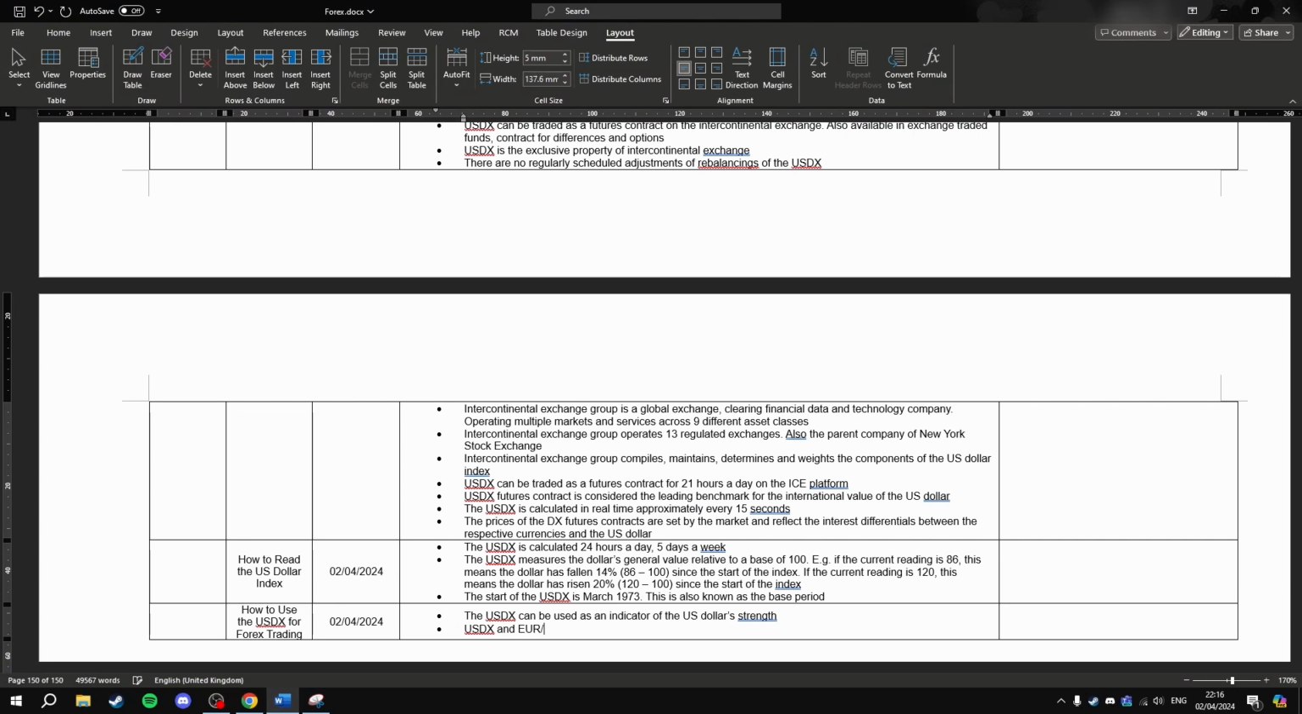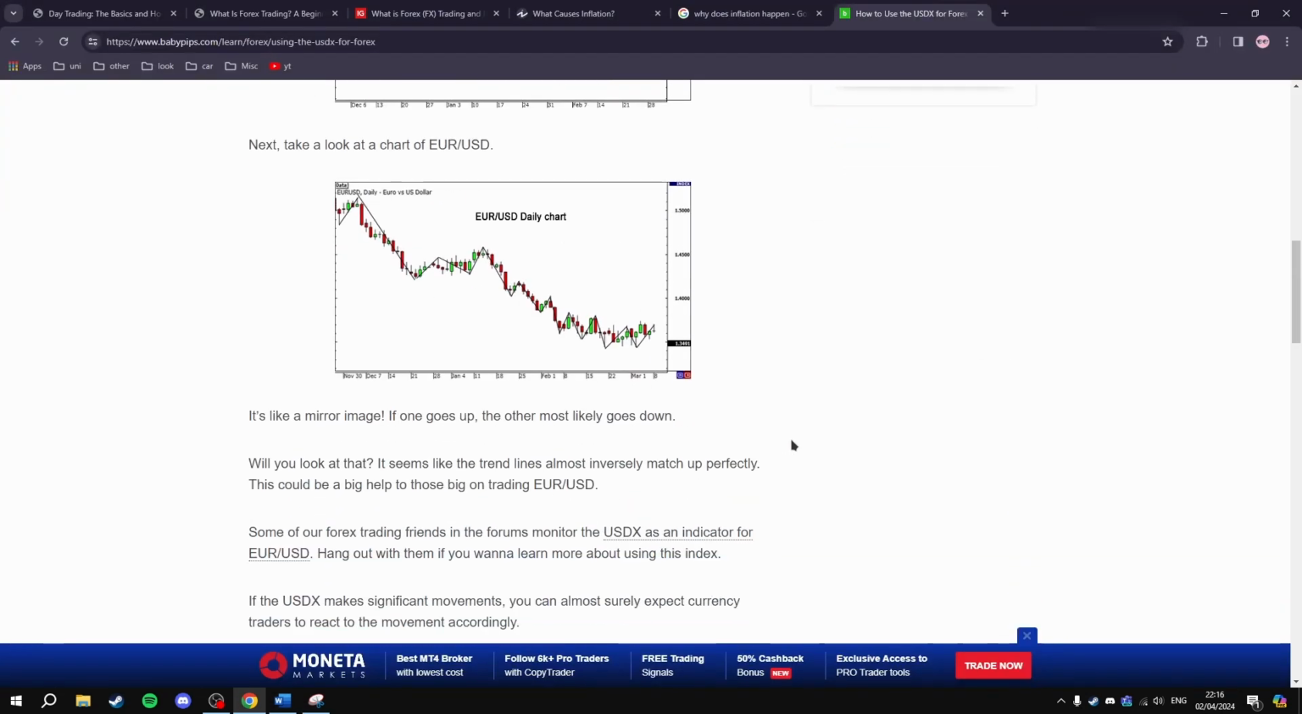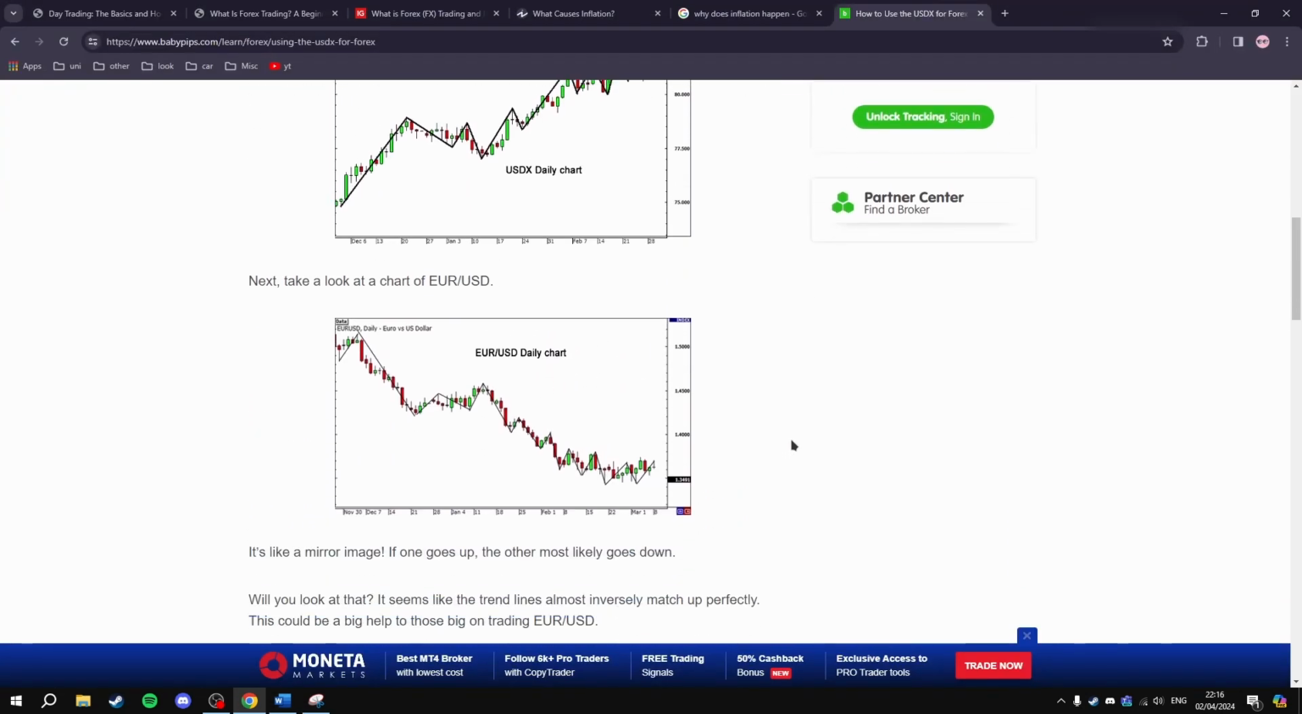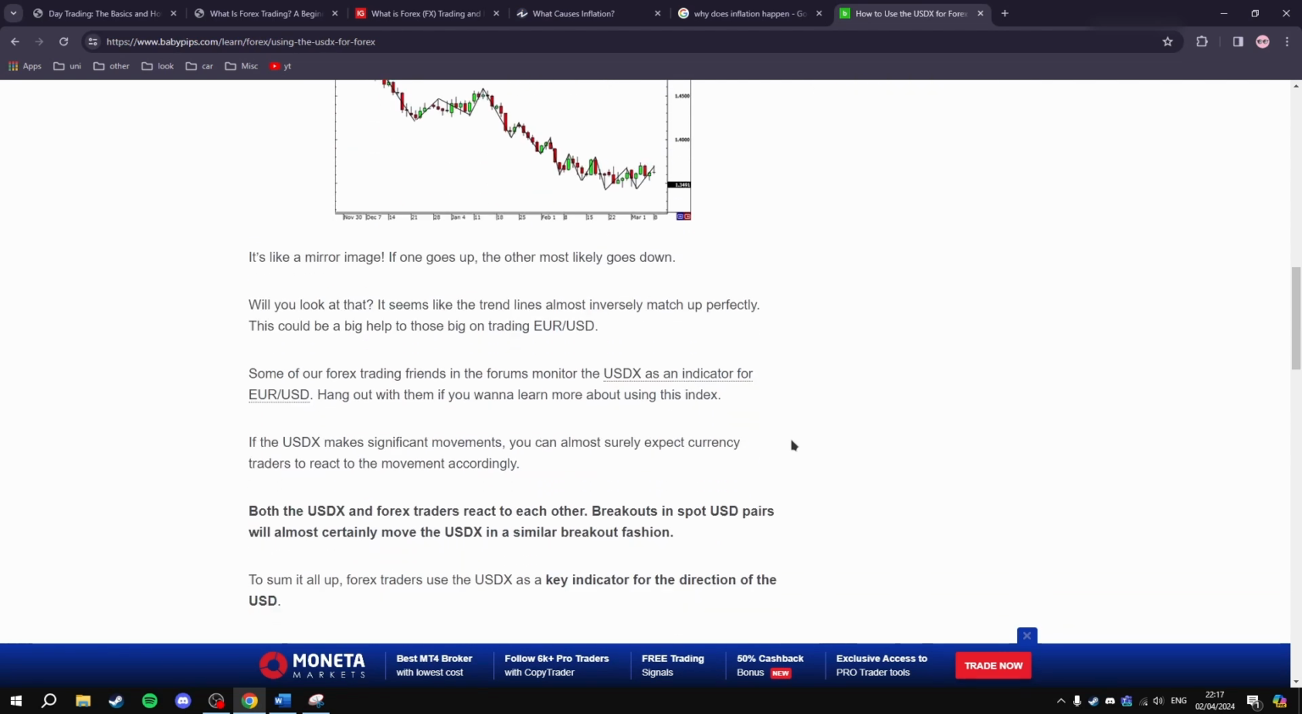USDX and EUR USD are inversely related. It's like a mirror image. If one goes up, the other most likely goes down. When you look at that, it seems like the trend lines almost inversely match up perfectly. This could be a big help to those big on trading EUR USD.